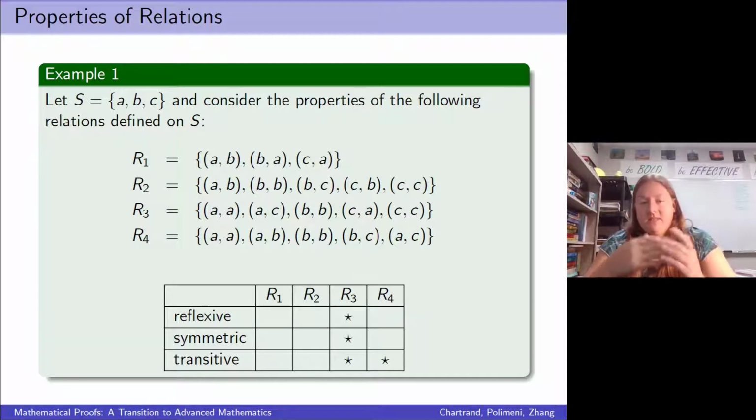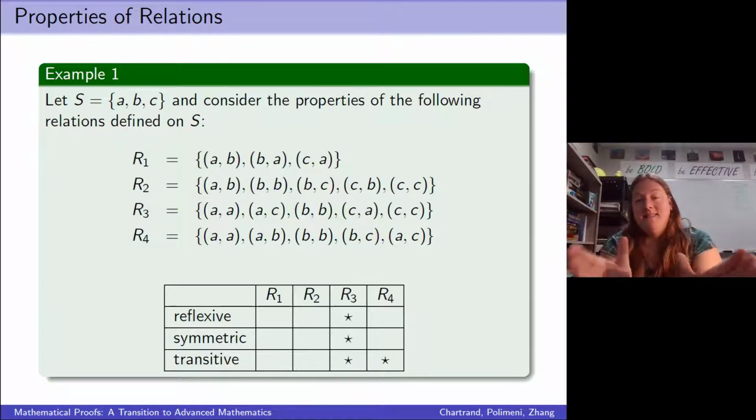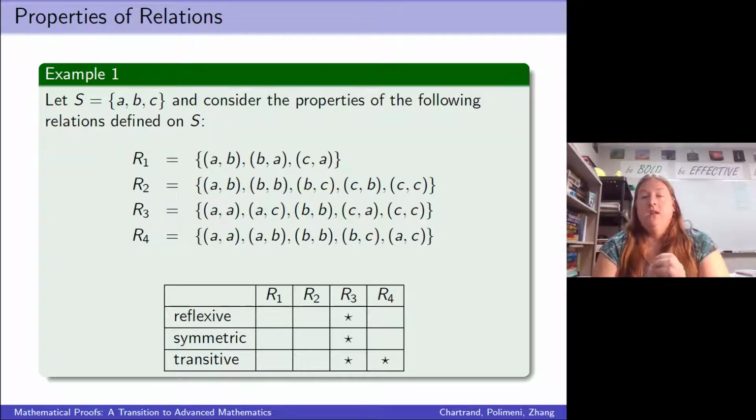Now, for transitive, this might be the hardest one to check. What you're looking for are two ordered pairs where the second element in one of them is equal to the first element in the second one. So I'm looking at relation 1. The first element is AB. The second one is BA. The B's match up. So that means that I have AB and BA both present. So that means that AA must be present, and it's not. So relation 1 is not transitive.